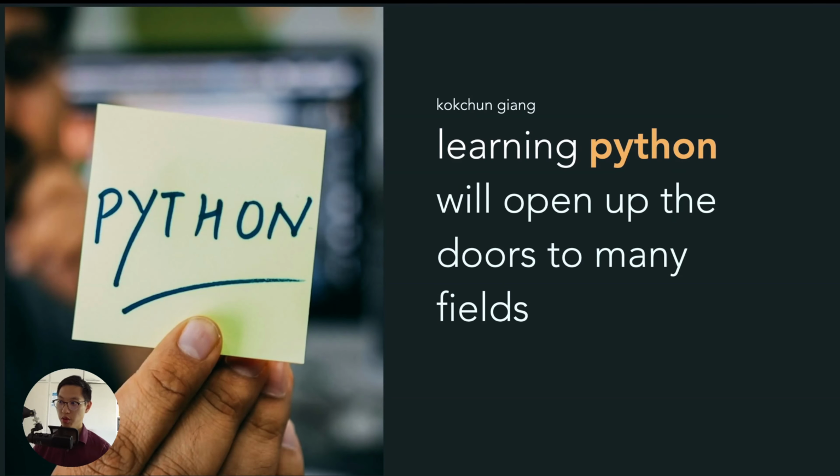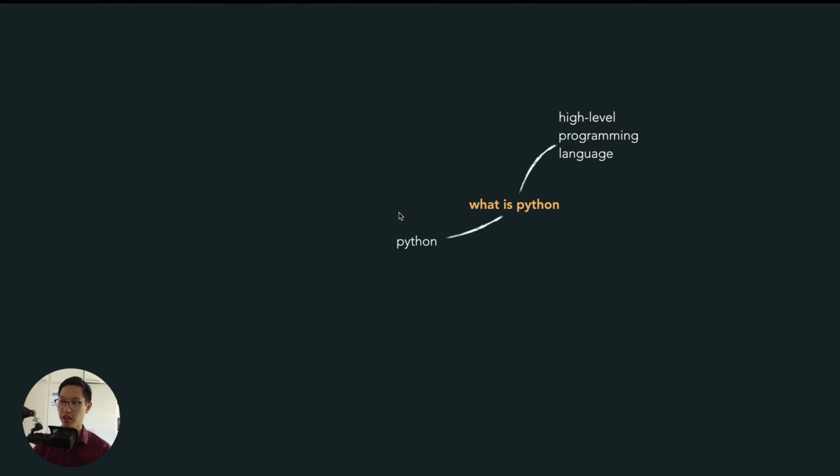So learning Python will open up the doors to many fields. What is Python? It's a high-level programming language with a simple, readable syntax. High-level means that it's not so close to machine code. Instead, you're working with a very easy syntax and it's easy to get started with. However, you can do a lot of complex things with Python as well.